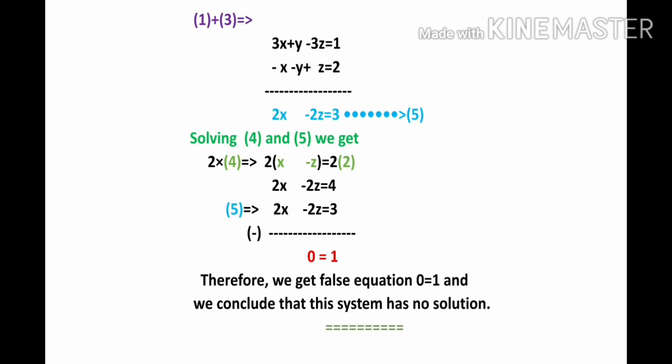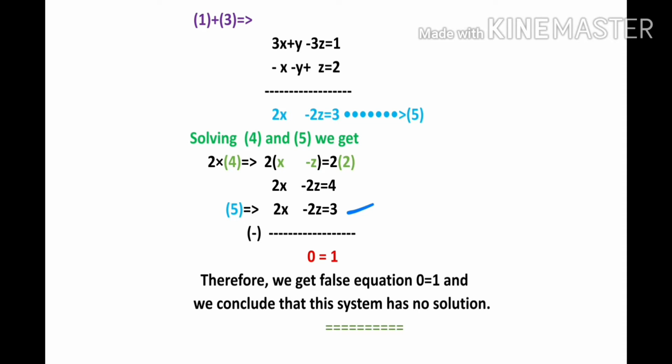I multiply this equation by 2 on both sides, that is 2 into x minus z is equal to 2 into 2. So simplify this, multiply 2 inside. What happens? 2 into x, 2x, then 2 into minus z, minus 2z is equal to 2 into 2, 4. I write the fifth equation as it is, 2x minus 2z is equal to 3.